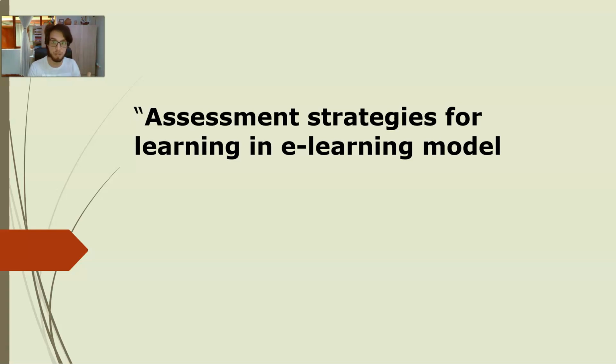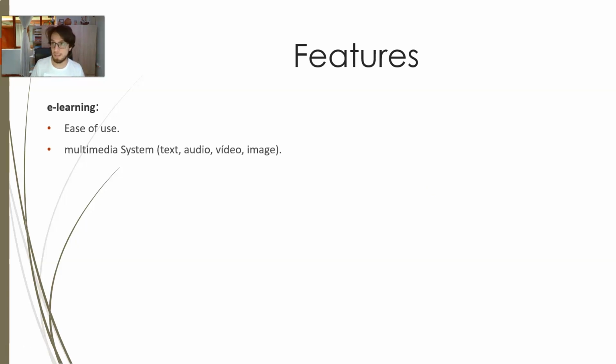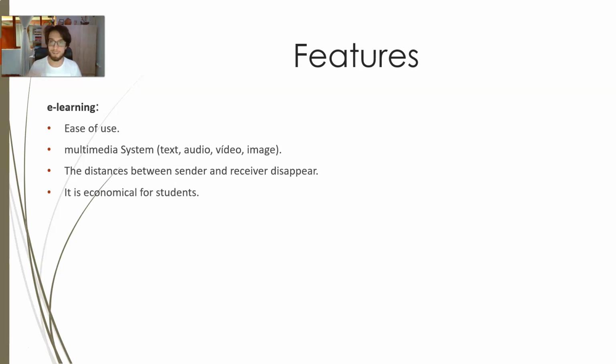That means that you can learn by yourself in an easy way using electronic tools, basically. Now let's talk about the features of e-learning. Well, first, it's easy to use. Besides, you have a multimedia system like text, audio, videos, and images. Besides, the distance between the sender and the receiver disappears. On the other hand, it is economical for the students.